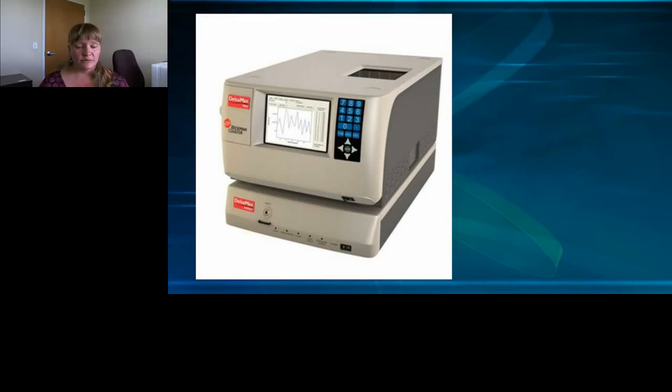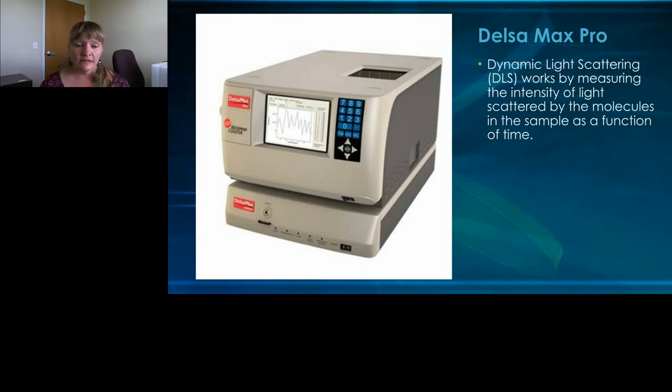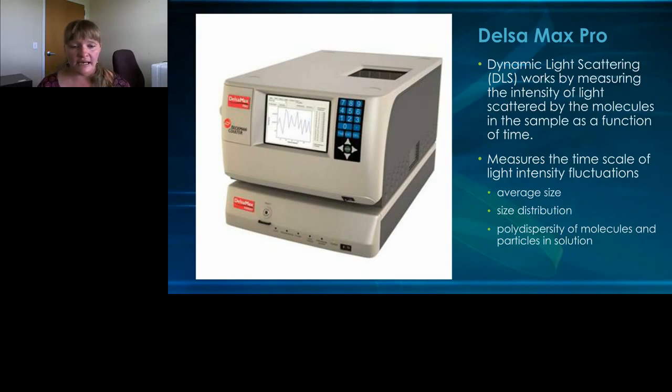This is the DelsaMax Pro. With the dip cell that comes with it, it only requires 55 microliters of the sample to be analyzed by dynamic light scatter. It measures the intensity of the light scattered by the EVs in the sample as a function of time. The system provides the average size distribution and polydispersity of molecules in the particles of the solution. To note, however, the resolution capability of most DLS instruments is 1 to 3, such that a 100 and a 300 nanometer particle may be resolved, but populations that are closer may not.